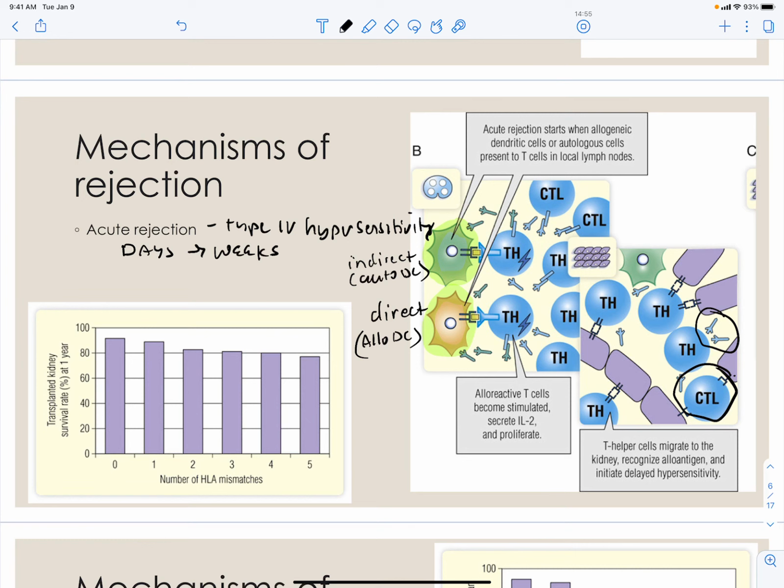The example is a kidney, and the survival of the kidney is going to be related to the degree of mismatching, and it's especially important with the kidney for the HLA-DR loci.